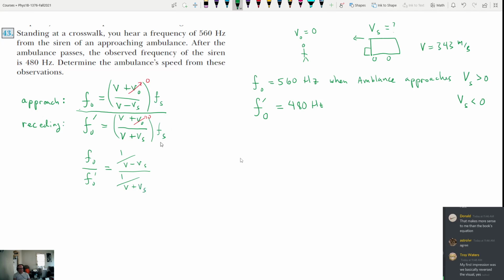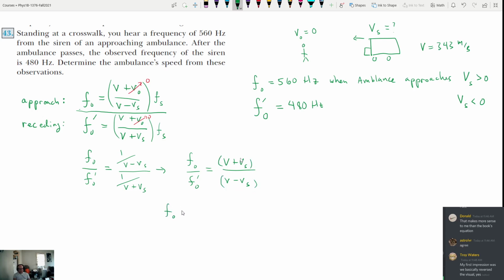And the Fs will cancel when we divide the equations. So this is going to lead to an equation that says that FO over FO prime is equal to, we take this denominator and move it to the top, and this will become the denominator. So we have in the denominator V minus Vs, in the numerator V plus Vs. We're trying to solve for the velocity of the source, so we need to do some things with this equation. The first thing we can probably do is just cross multiply.